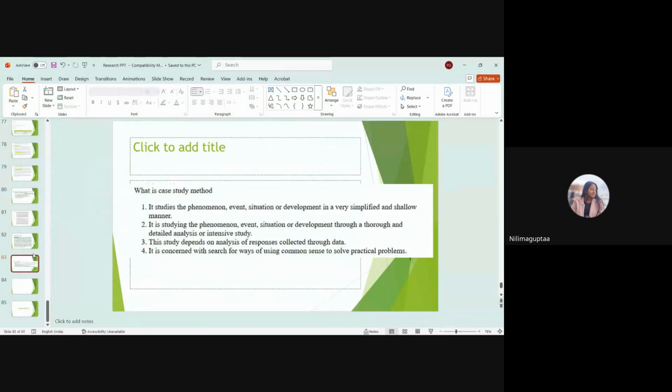On the basis of it, there was this one question that was asked in 2023, what is the case study method? Is it a study of a phenomenon, event, situation, or development in a very simplified and shallow manner, or studying the phenomenon, event, situation, development through a thorough and detailed analysis or intensive study? Or is it a study that depends on analysis and responses collected through data? Or is it concerned with the search for ways using common sense to solve practical problems?